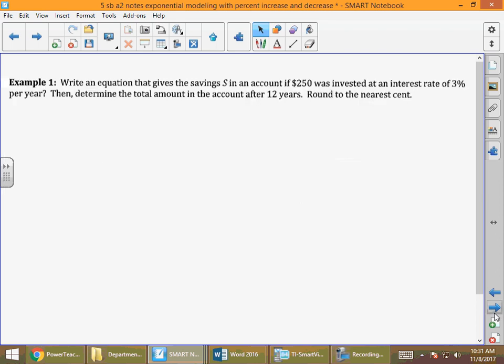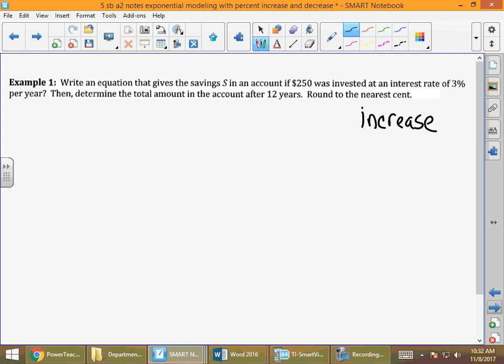The nice part about those formulas is that we don't have to do the 100% plus the 12%. That is within the problem already. That's the 1 plus the P part of the problem. So number one, write an equation that gives us savings in an account if $250 was invested at an interest rate of 3% per year. Then determine the total amount in the account after 12 years. Well, is this going to be an increase or a decrease kind of situation? And hopefully you're thinking increase. Because we're investing. So when we invest, we hope that we are going to earn some money.